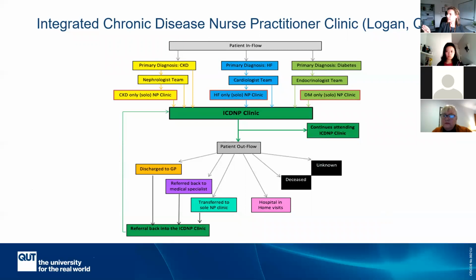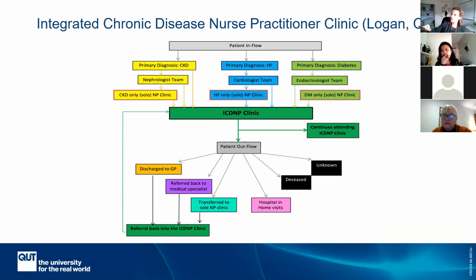And then what they did was the nurse practitioner either kept going with their care, so arranged either 3-monthly or 6-monthly appointments for them, discharged them to their GP if they didn't need further specialist care, referred them back to their medical specialist if they did need some particular type of medical care and something changed, or they transferred them back to a sole nurse practitioner clinic, so for one disease focus.